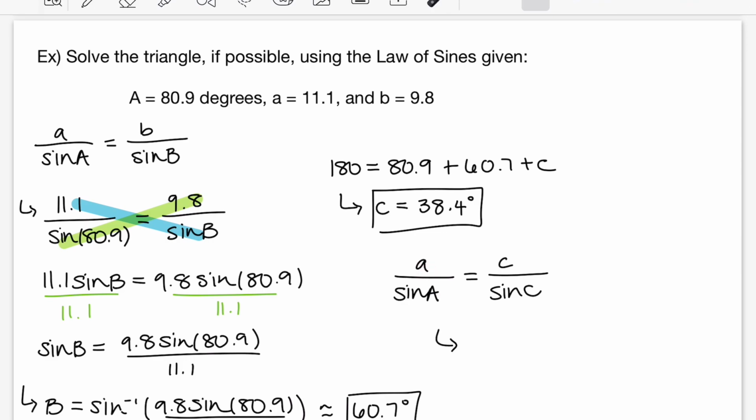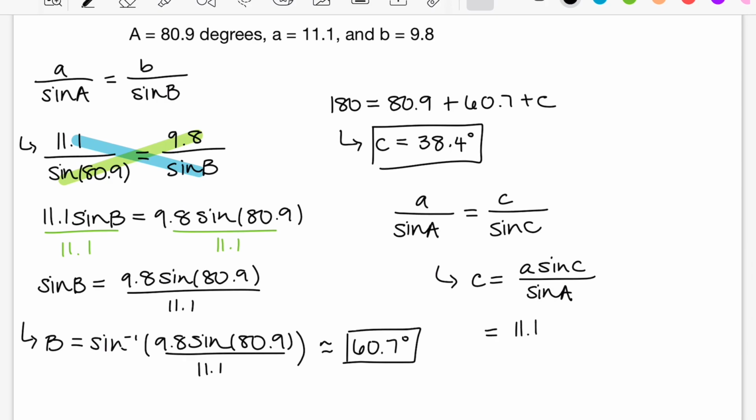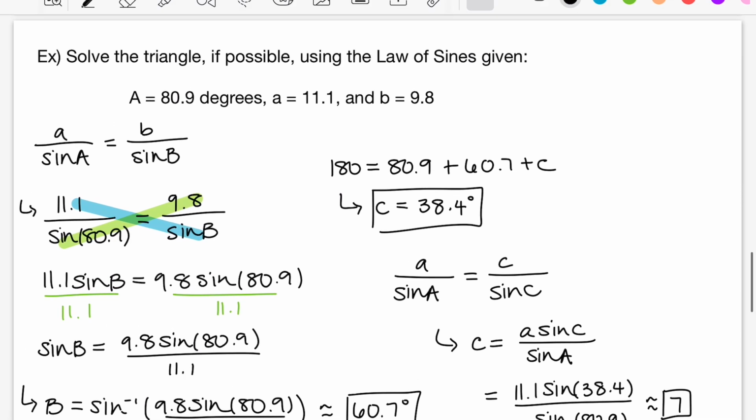All right, so solving for C, we're going to multiply by sine of C on both sides so that they'll cancel here. We'll get C is going to be equal to A times sine of C over sine of A. So plugging in our known information, we'll get this here, and then plugging it into our calculator, we'll see that this is going to be roughly equal to 7, rounding to the nearest whole number. All right, so we solved this triangle using the law of sines given this information.